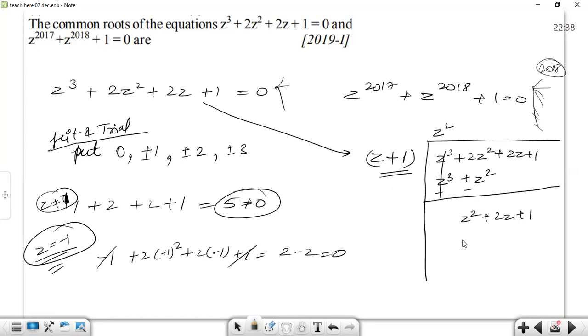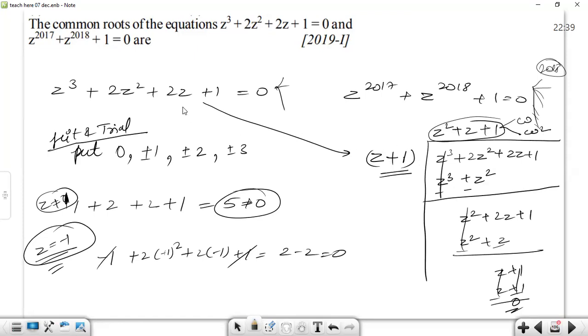Now to make z square here, multiply by z, which gives z square plus z. Change the signs, and this becomes z plus 1. Now to make z plus 1, multiply by 1. Z plus 1. So the remainder is 0 here, and the other factor is z square plus z plus 1, whose roots are omega and omega square, known to us. So one root is minus 1, and the other roots are omega and omega square. Now let's try all three roots in the second equation given to us.